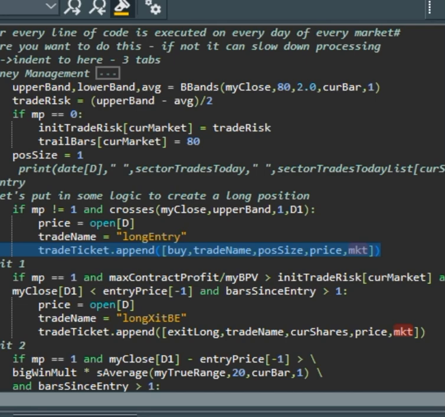Okay, basically that's it for the long entry. Short entry is just the opposite. If I'm not equal to short and the close crosses below the lower band, I'll go ahead and put on a short position.